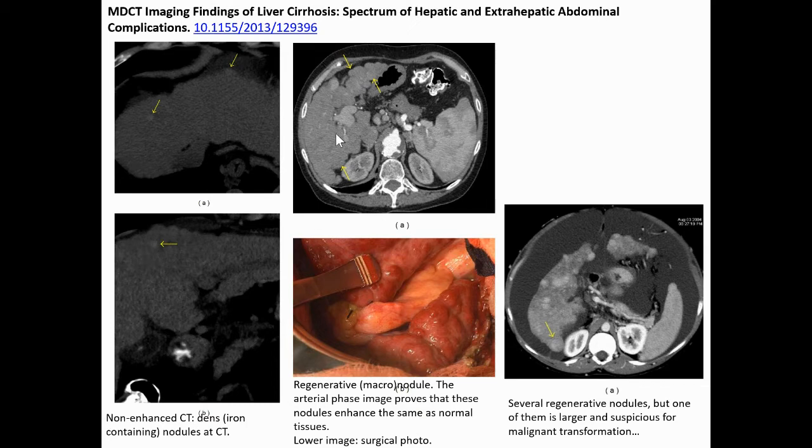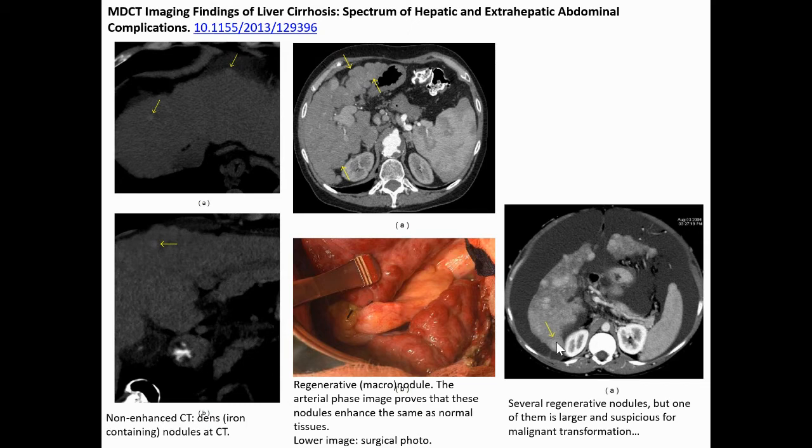And then the middle top image is showing to you that there are nodules in this liver, but they are not enhancing any differently than the rest of the liver parenchyma. So these are regenerative nodules. And this is a surgical photo of the same liver. And the bottom right image shows you that these nodules are now enhancing a little bit differently than the rest of the liver parenchyma, but one nodule in particular is quite different.